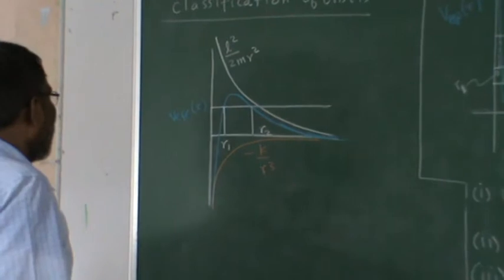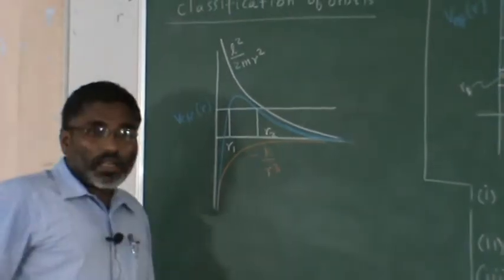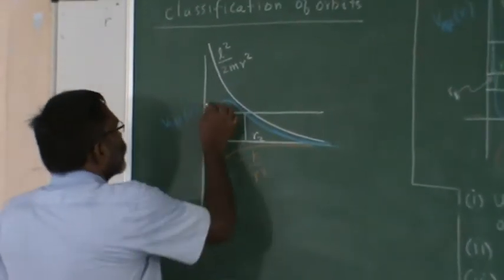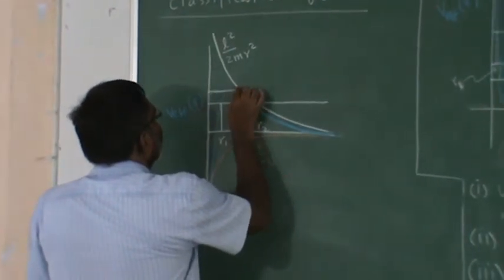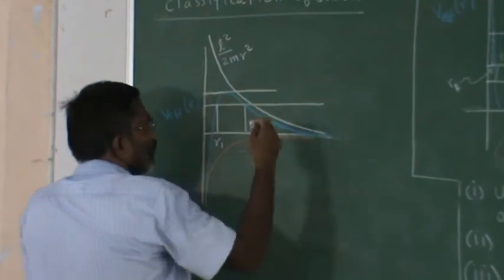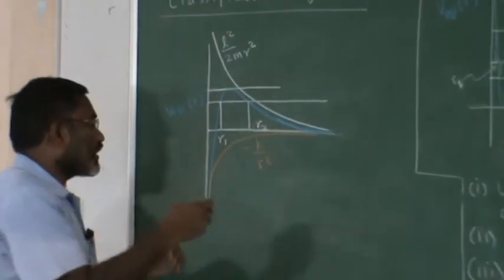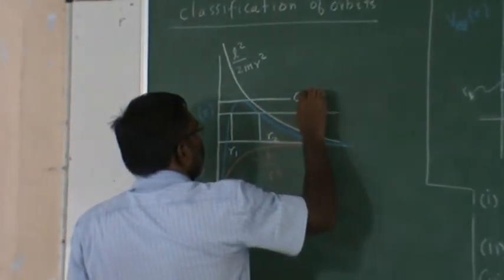This also has a circular orbit. That means if I have energy equal to the maximum of this effective potential, then these two turning points will coincide and I have a circular orbit. So this is the circular orbit.